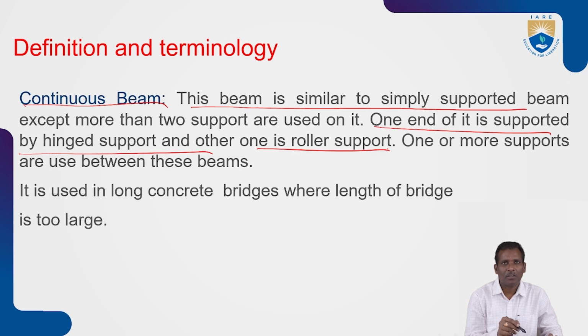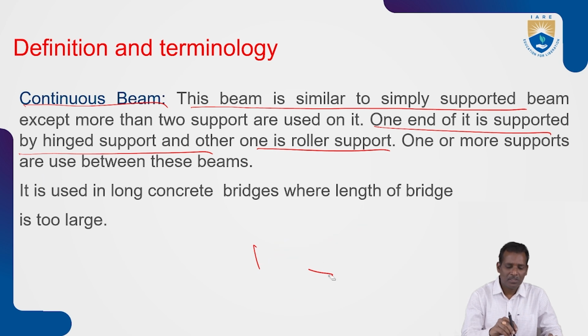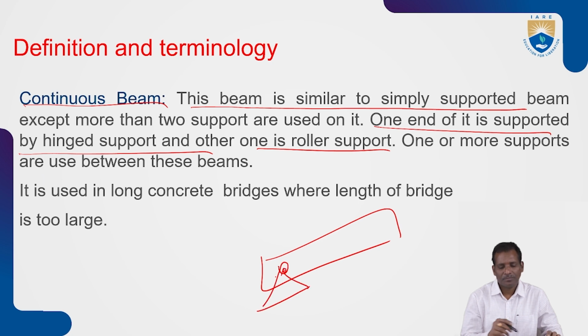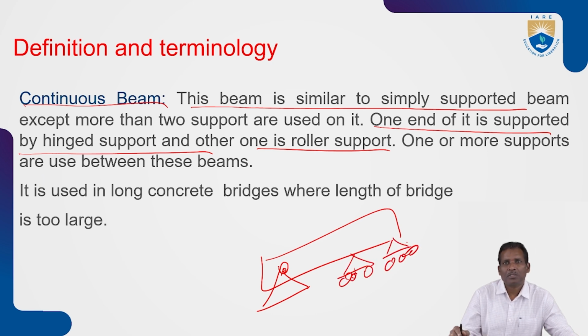So not fixed and not pinned. So hinged support. So like this. So hinged, you can draw like this also. So roller supports, two supports are used on it. So one or more supports are used between these beams.